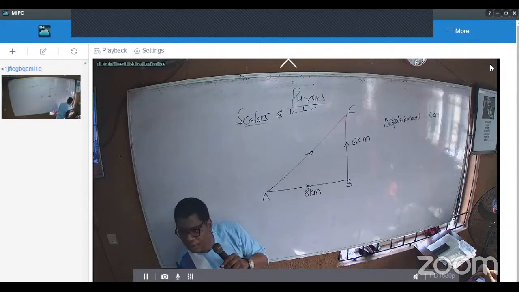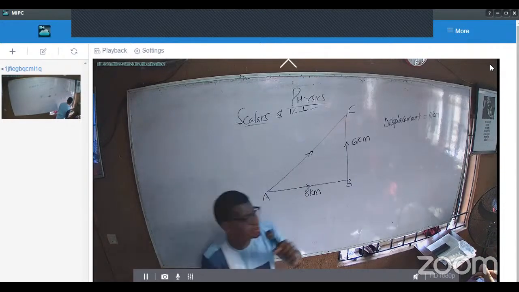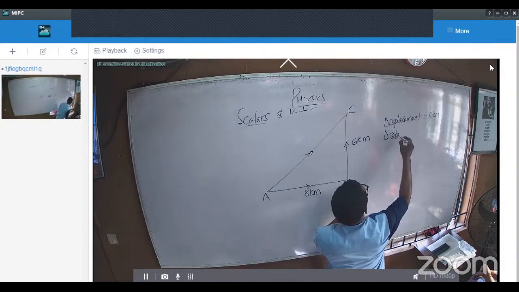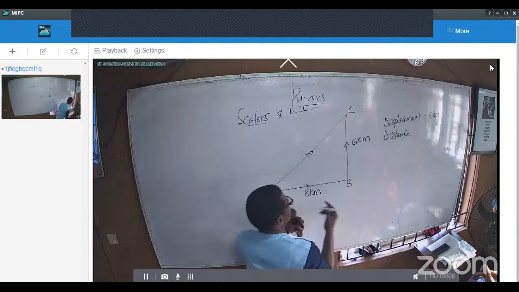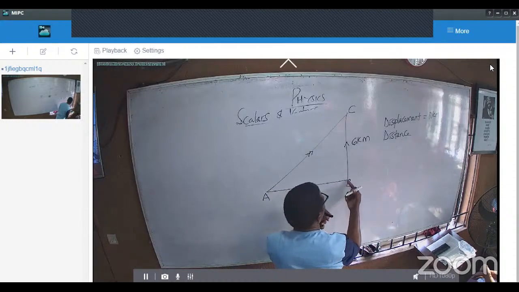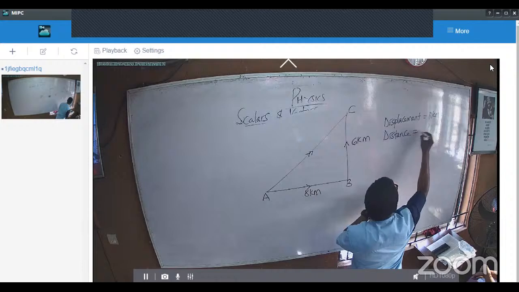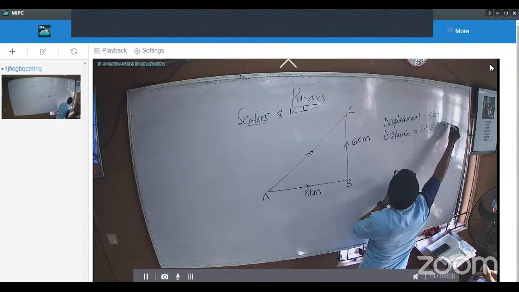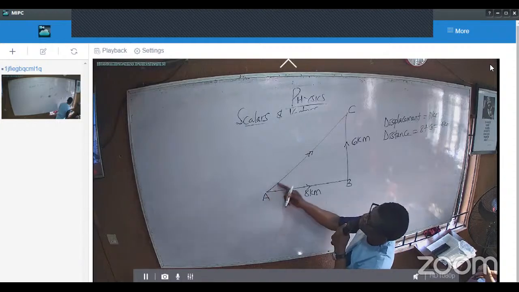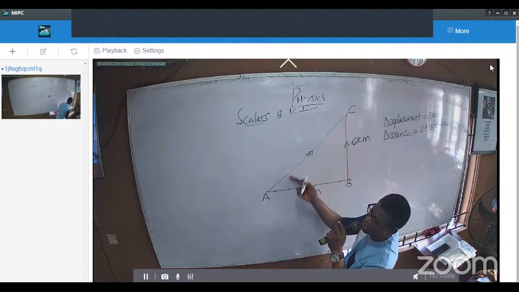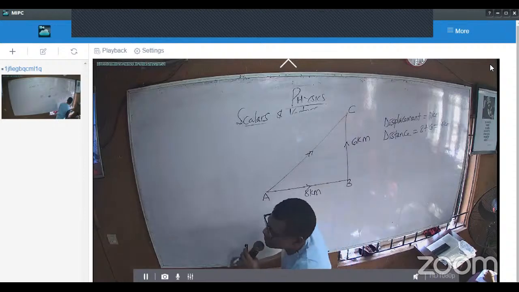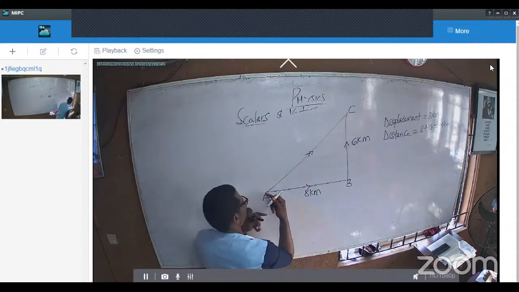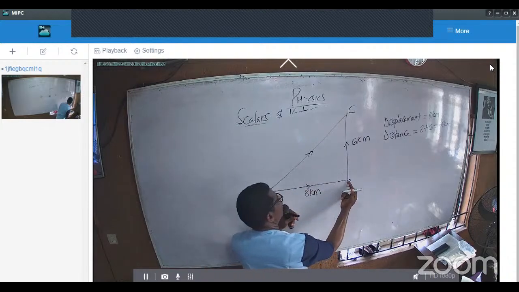But when they're asking for distance, it is a scalar quantity. Do we remember? Distance means you just add the distances. From here to here, 8. From here to here, 6. 8 plus 6 is 14. That's for distance. For displacement, you find a resultant, but for distance it is just magnitude. We don't care about the direction. You walk 8, then you walk 6, that will now be 14.